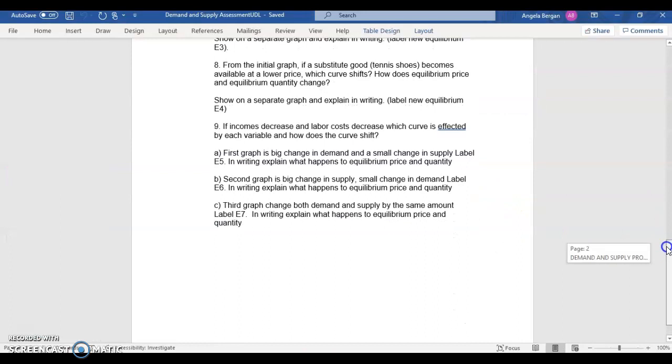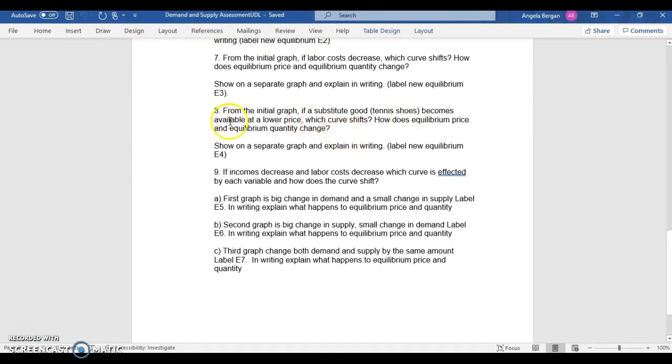From an initial graph, if a substitute becomes available at a lower price, which curve shifts? Well, that's a determinant of demand. You'll notice that if it's lower priced tennis shoes, the substitute, the other good, I'm not going to buy as much of, because I'm going to buy those tennis shoes.